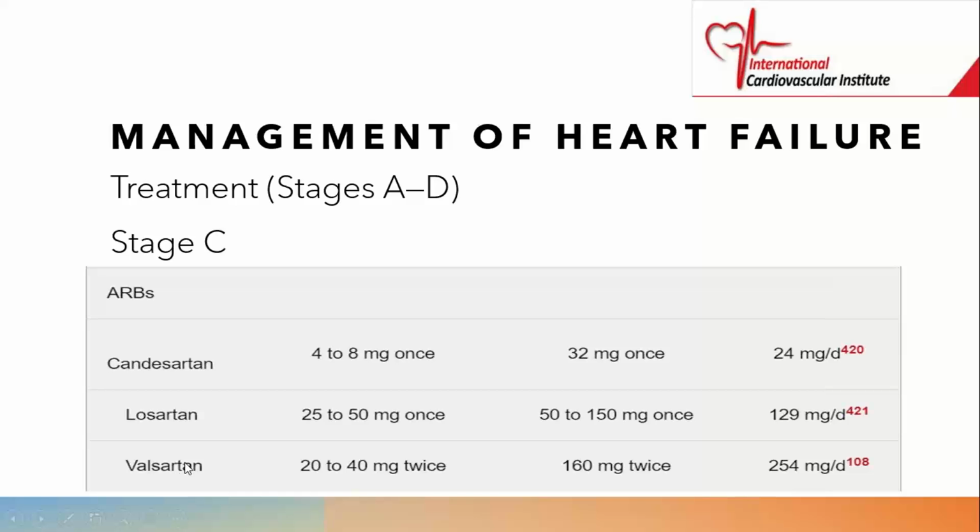So these are the ARBs that we have in use. Candesartan, start at 4 to 8 milligrams once daily, max out at 32 milligrams. This is the dose that was used in the studies, 24 milligrams. Losartan, we use a lot of losartan. Start at 25 to 50 once daily. They can max out at 50 to 150. I had prescribed 150 for a patient, and the pharmacist told the patient that that's exceeding.